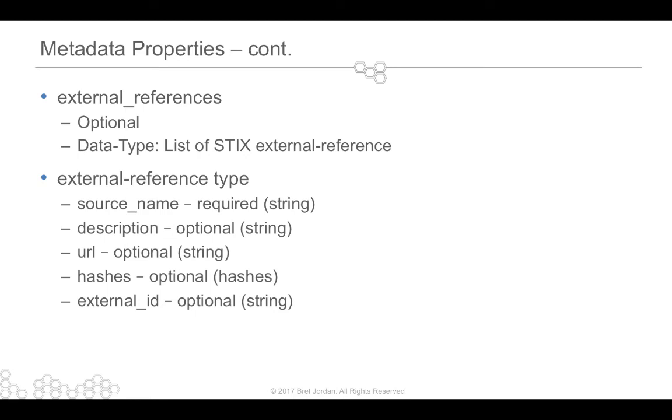The description property is an optional string property that can be used to give extra details about this source. The URL property is an optional string property that can be used to record the URL address of the source. The hashes property is an optional STIX hashes property that can be used to record a digital hash of the site being referenced in the URL. This guarantees that the content being referenced by the producer has not changed when the consumer looks at it. The external ID property is an optional string property that can be used to record an ID for the externally referenced content.